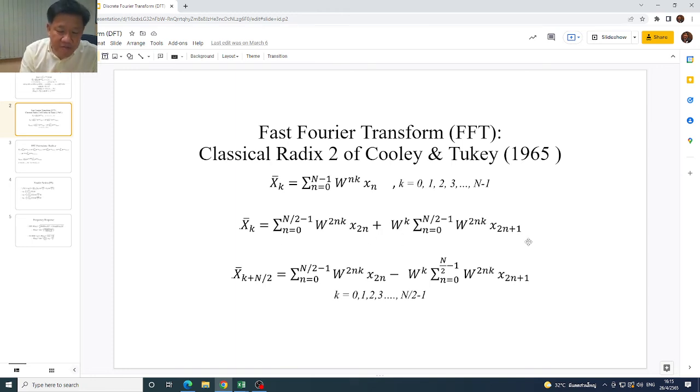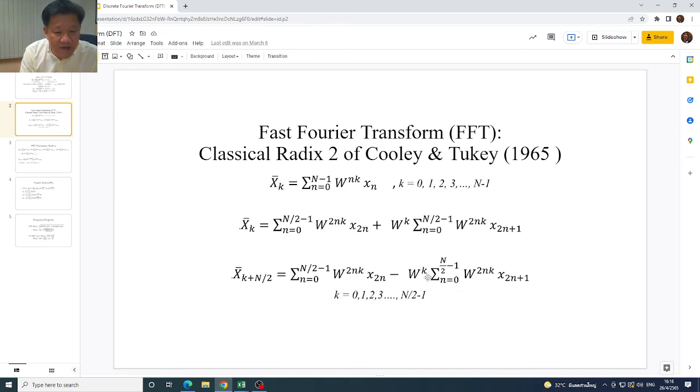Okay, so almost half of the work has been reduced by using this. The reason they use radix-2 is because we split this summation into two terms. Okay, and you get this property, and this property helps you reduce the computation by half.